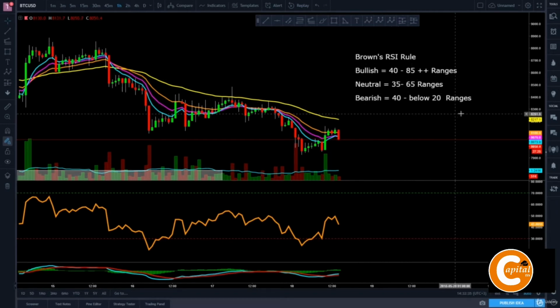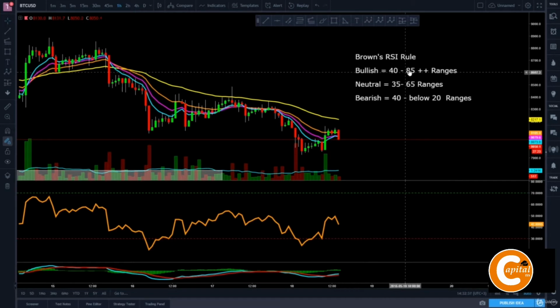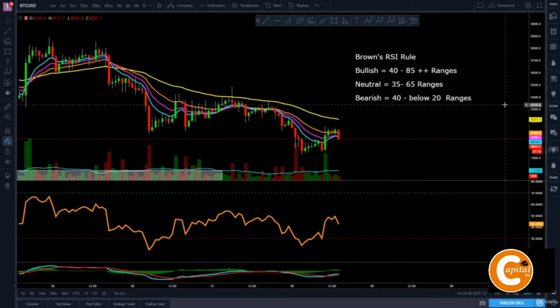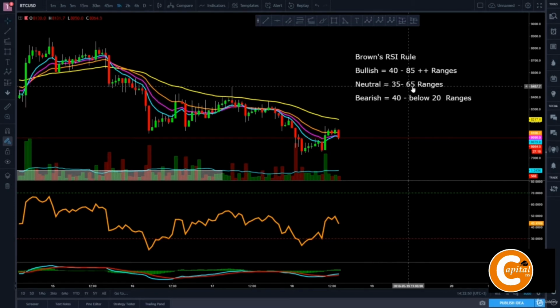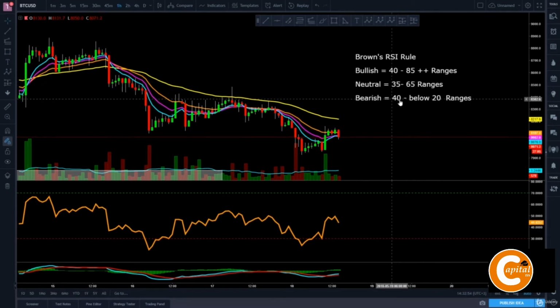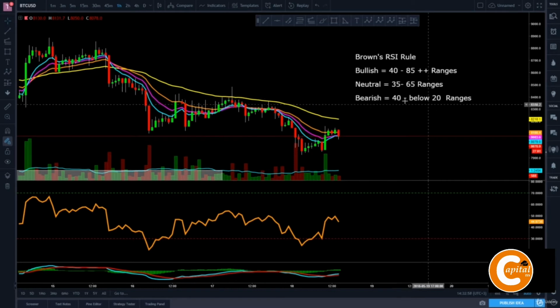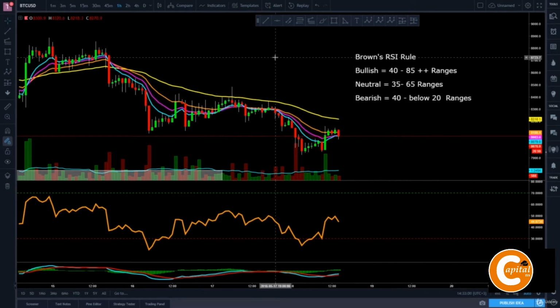We have to remember that for a bullish zone, we want to be anywhere between 40 and 85 and up. And it is important for us to hit these numbers on high time frames to consider a very bullish uptrend. For a neutral zone, it hovers between the 35 and 65 ranges. And now for a bearish zone, we are looking for the negative, that means well below 20 to the 40-45 range.